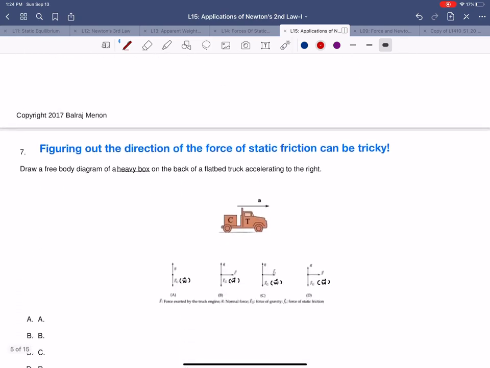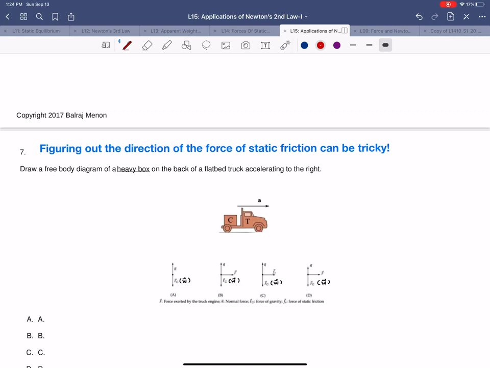Now, when you're deciding the direction of the force of kinetic friction, it is pretty straightforward, because the force of kinetic friction only shows up when an object is sliding on a surface, and it opposes the direction of motion. The force of static friction, on the other hand, can get tricky figuring out its direction. So remember, the force of static friction prevents an object from sliding on a surface.